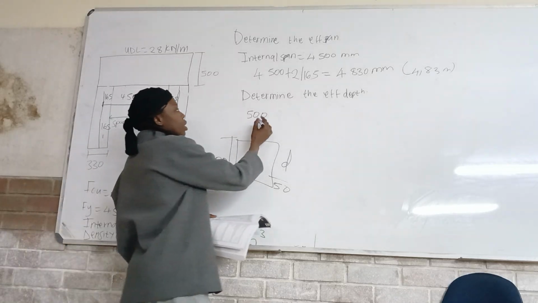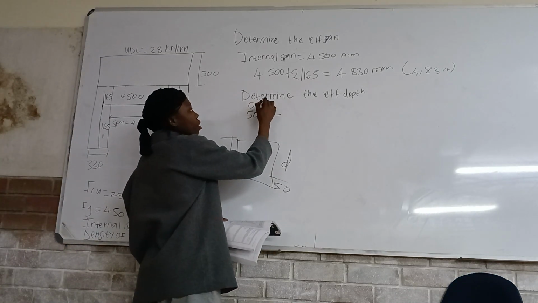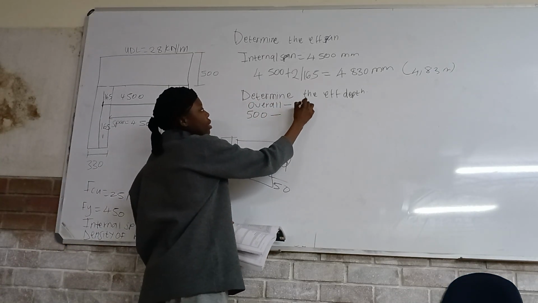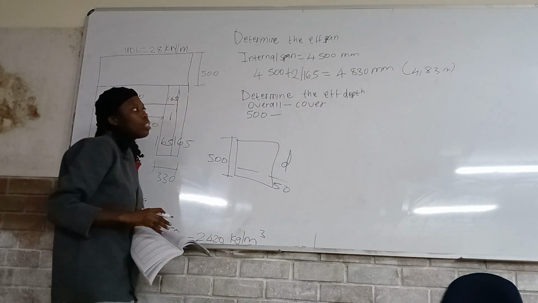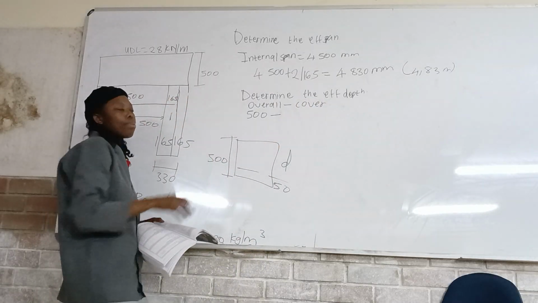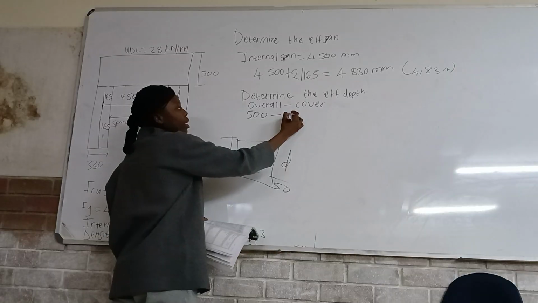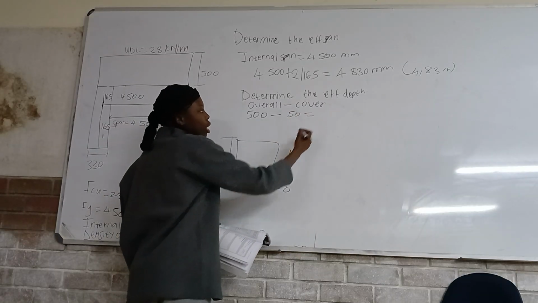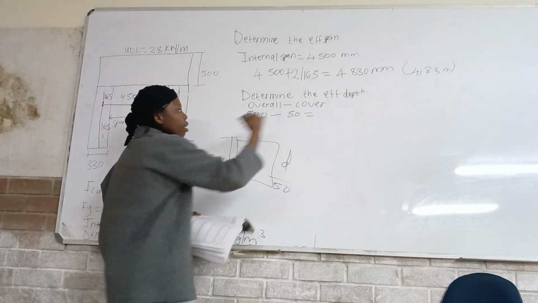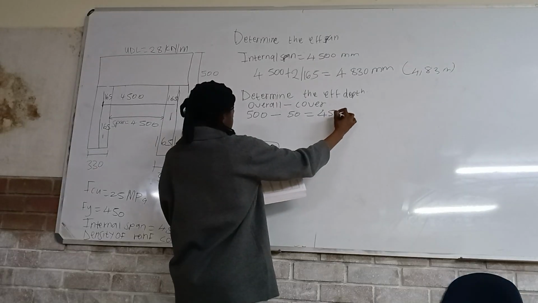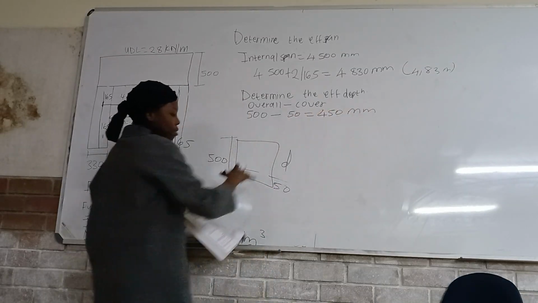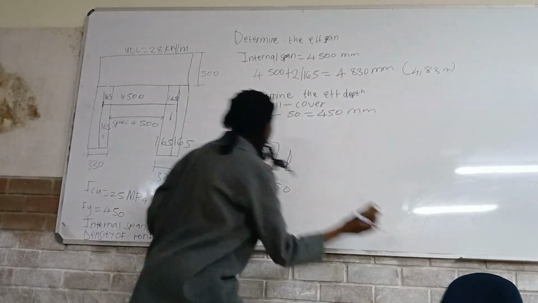Assume a cover of 50. So it's 500, which is the overall depth, minus the cover. The formula to get the effective depth, if you have the overall depth, is overall depth minus cover. So we assumed 50, so it's 450 millimeters. So this is our effective depth.